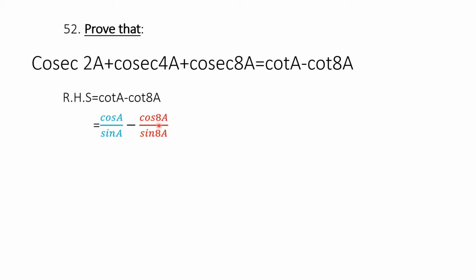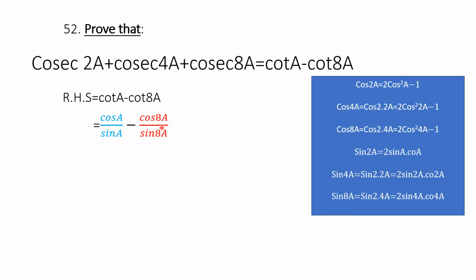Now this 8a means 2 into 4a. So before we continue further, let's recall this formula first of all. We know cos 2a is 2 cos square a minus 1. But if we have cos 4a, can we write this cos 4a as cos 2 into 2a? So which is again 2 cos square 2a minus 1. Similarly, if we have cos 8a, we can write this as cos 2 into 4a, which is again 2 cos square 4a minus 1.